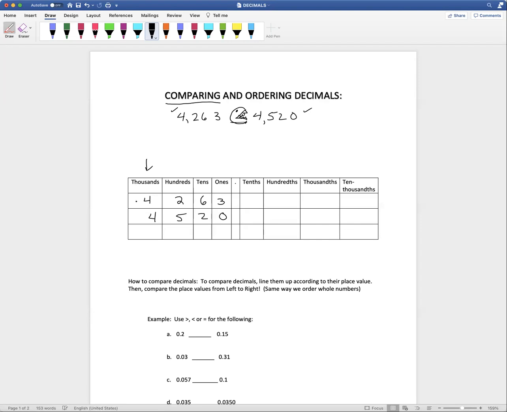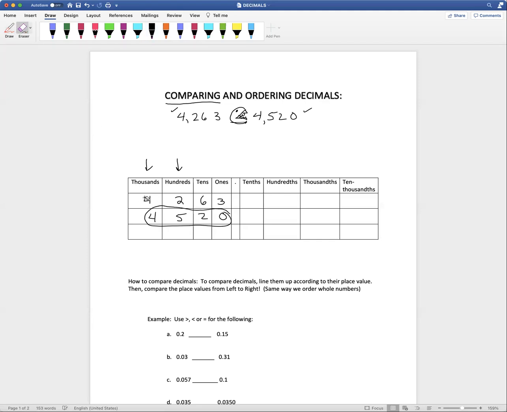Okay, well, I have 4 thousands here and I have 4 thousands here. So the thousands are the same. So then you go to the next place value, which is the hundreds. Let's compare the hundreds because I know we have the same amount of thousands. Well, I have 2 hundreds here. Ooh, I have 5 hundreds here. So that means that this number is bigger. Same amount of thousands, but more hundreds, which is the next highest place value. So that's how we know that 4,520 is larger than 4,263.